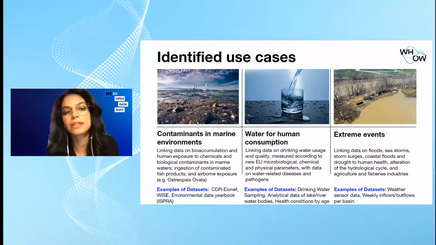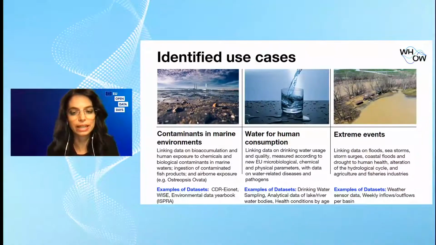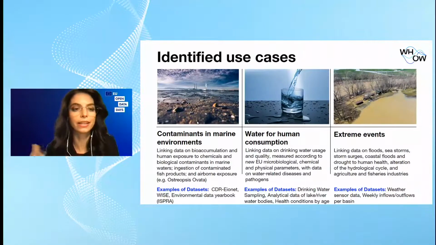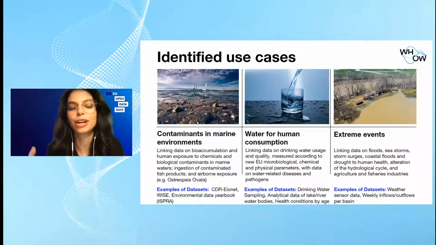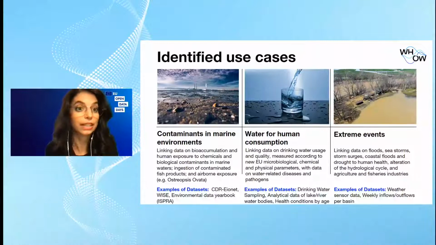The last use case, from my perspective, is more difficult, especially for finding the data. It's named extreme events. In this case, we want to link data regarding floods, sea storms, any kind of events that are classified as extreme and that are quite frequent if you observe what is going on on our Earth. And we want to link this, obviously, to data regarding human health and also the alteration of the hydrological cycle, and see if this has an impact also on some human structures. In this case, we want to use not only water data, but also data coming from weather sensors, for example.